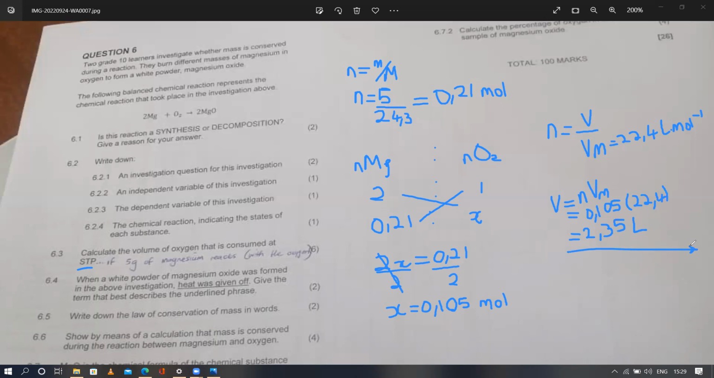So if you look at it, always convert to moles, then use the stoichiometric ratios, then go to your final equation. And in this case, your final equation is the molar gas volume equation. But sometimes the final equation might be the concentration equation, you know.